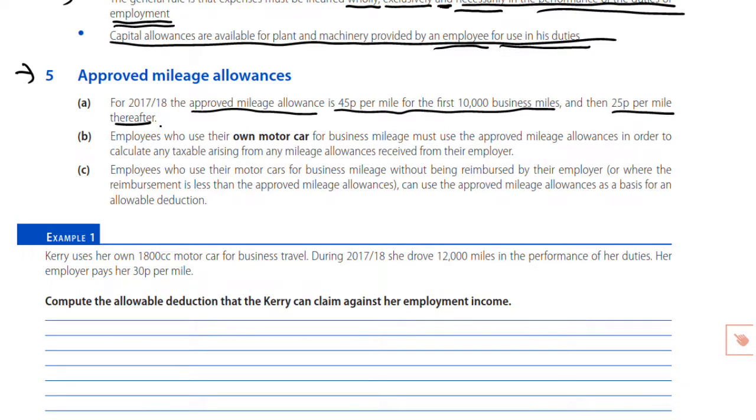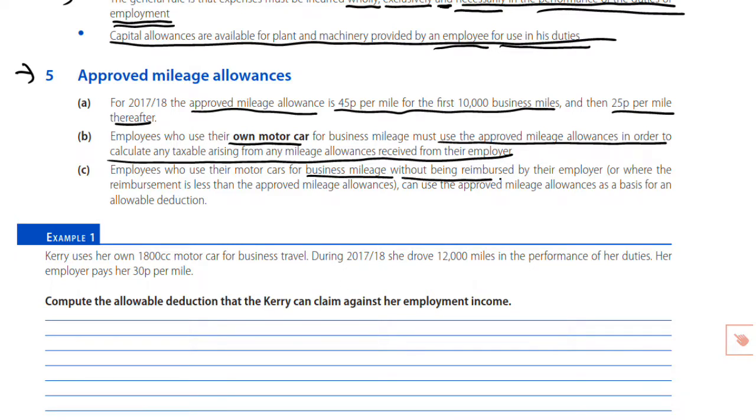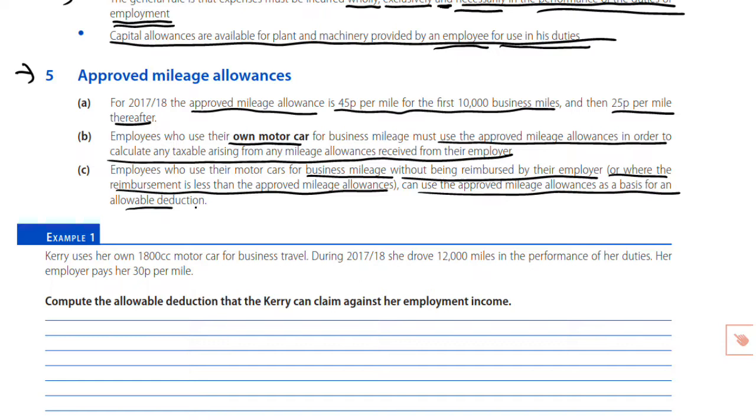Employees who use their own motor car for business mileage must use the approved mileage allowances in order to calculate any taxable amount arising from any mileage allowance received from their employer. Employees who use their cars for business mileage without being reimbursed by their employer, or more likely, as we'll see in a moment, where the reimbursement is less than the approved mileage allowance, can use the approved mileage allowance as a basis for an allowable deduction.